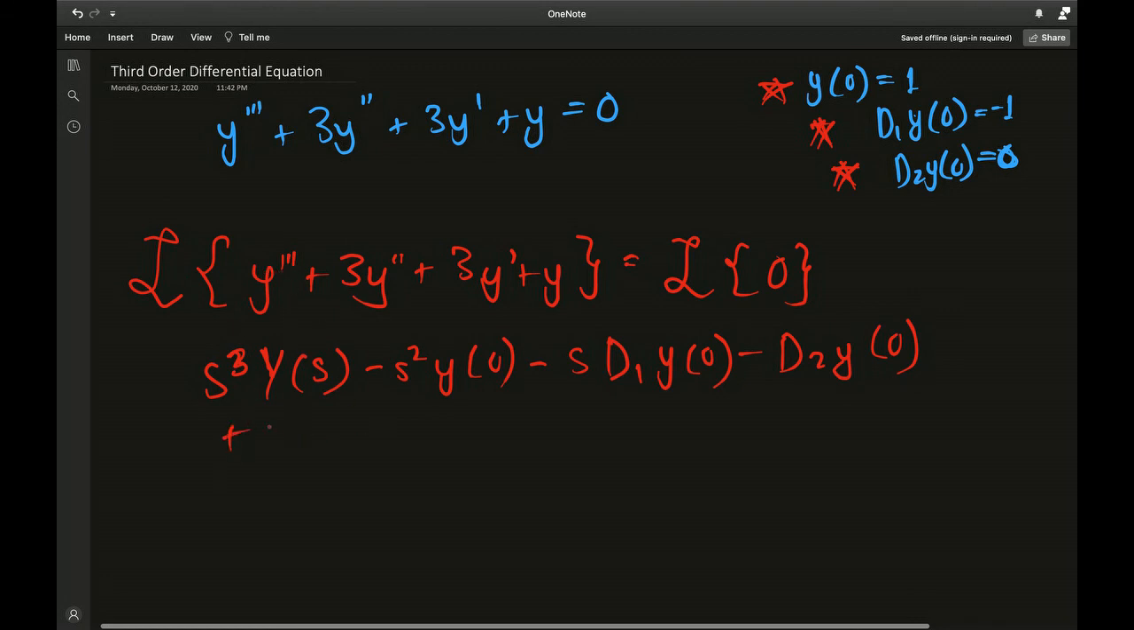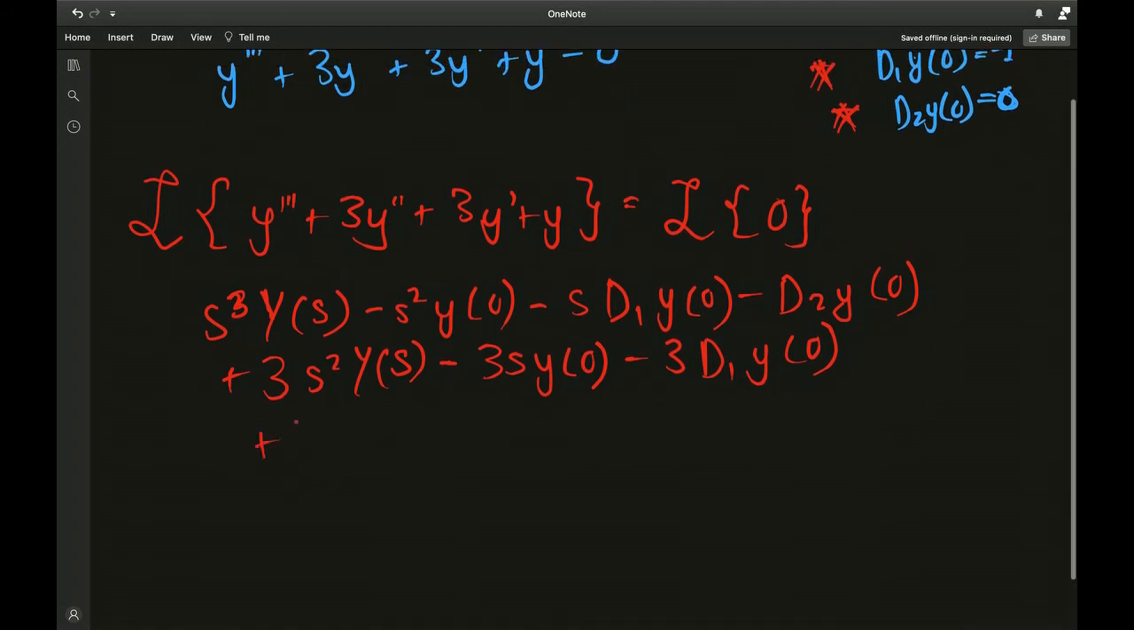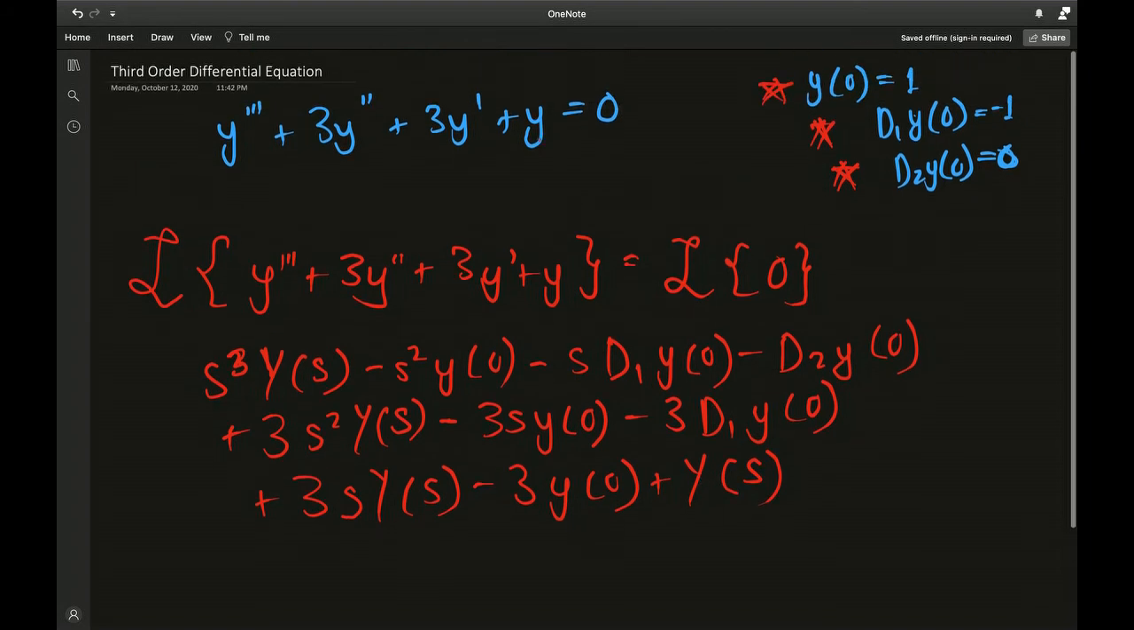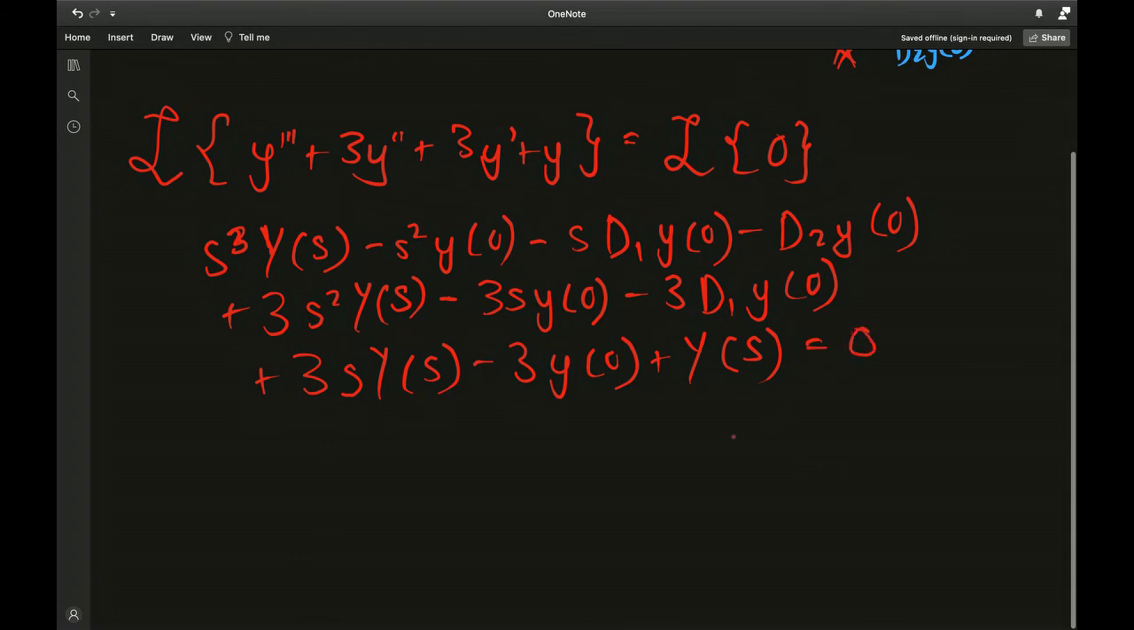Now the double prime term will have a 3 multiplied: 3 s squared capital Y of s minus 3s y at 0 minus 3 first derivative of y at 0, plus 3s. Now this is the y single prime term. 3s times capital Y of s minus 3 times y of 0, plus capital Y of s. That's the single y term, and it is equal to 0.